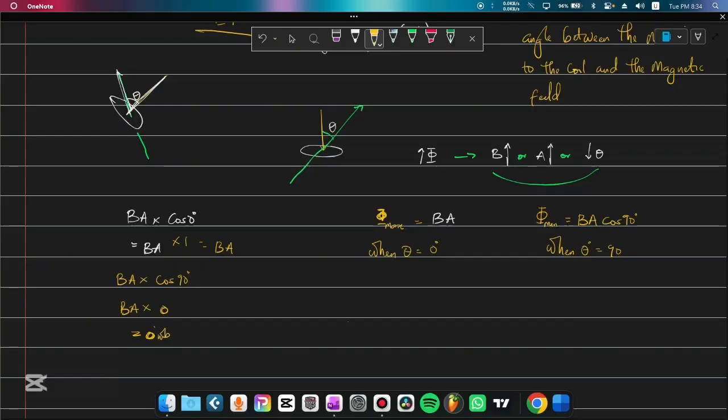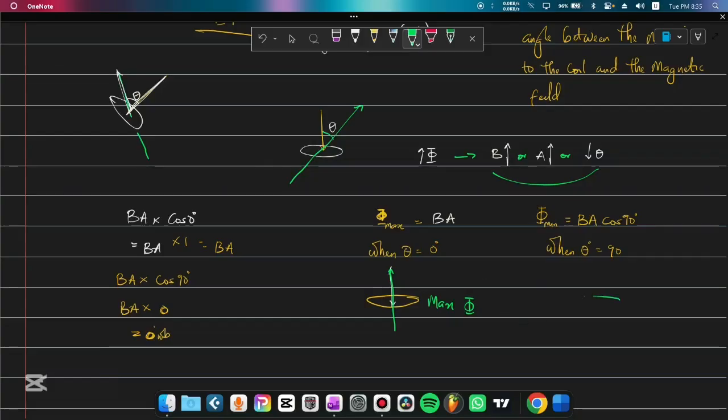And when is theta equal to 0? When there is no angle between the normal and the magnetic field line. Let me show you. Imagine this is the area of the coil and this is the normal in white. If the magnetic field line passes exactly through the surface of the coil, what did you notice? There is no angle between the normal and the direction of the magnetic field, and therefore theta is 0 here. This is where we have the maximum magnetic flux, because cos 0 is equal to 1.